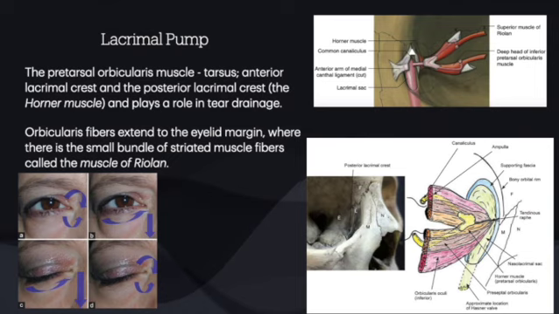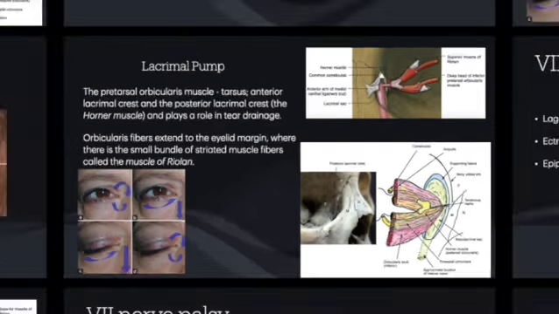Now, the orbicularis fibers extend to the eyelid margin, where there is a small bundle of striated muscle fibers called the muscle of Riolan. The Riolan muscle is the one which is forming the gray line. Now, there is one more muscle called Jones muscle. The deeper origin of the preseptal fibers of orbicularis arises from the posterior lacrimal crest and the surrounding fascia. Horner's muscle is called pars lacrimalis, whereas the Riolan muscle is called pars ciliaris.